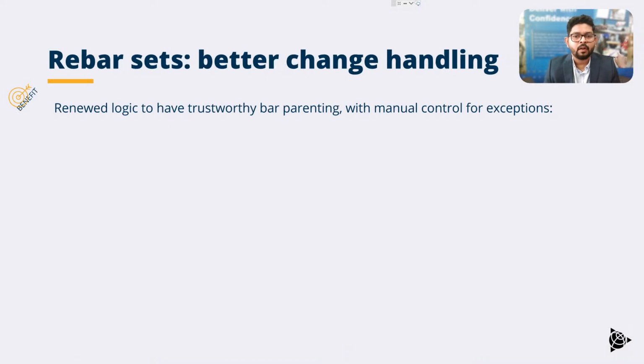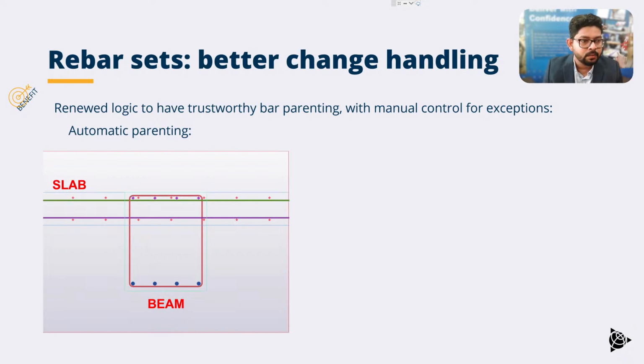Now if you look at the automatic concrete host recognition feature, previously in rebar set, the reinforcement was attached to the concrete based on the closest proximity of the rebar center of gravity with respect to the concrete. This logic was good, but this concept fails when two concrete objects intersect. Like in the case of a slab and beam intersecting, the top reinforcement of the beam is attached to the slab as the center of gravity of the top reinforcement falls in the slab. Because of that, this logic was causing some confusion.